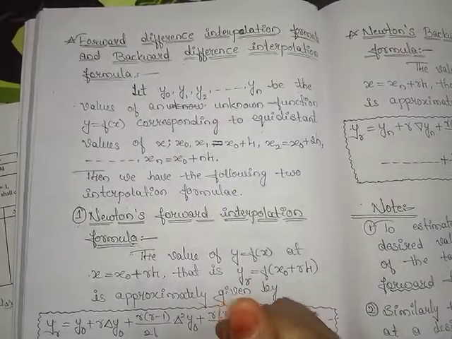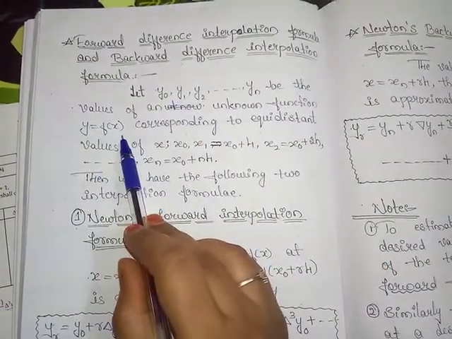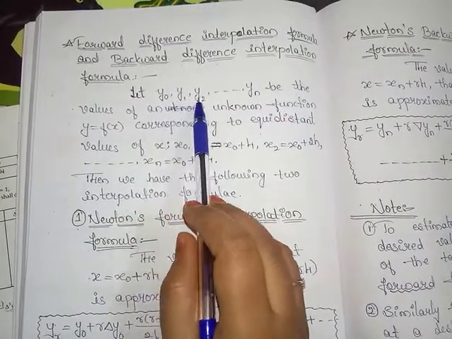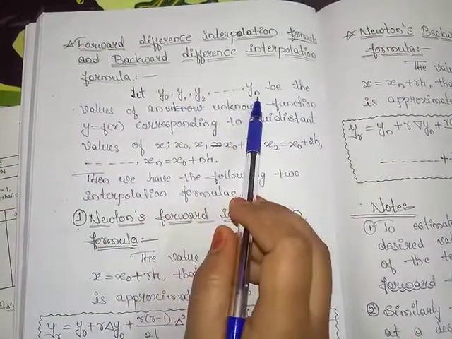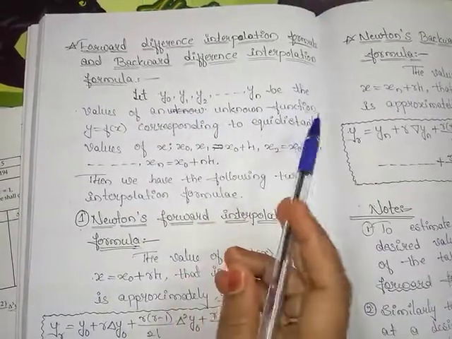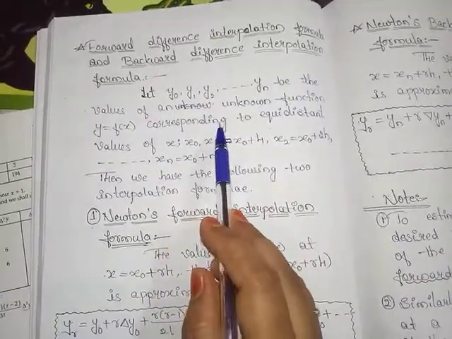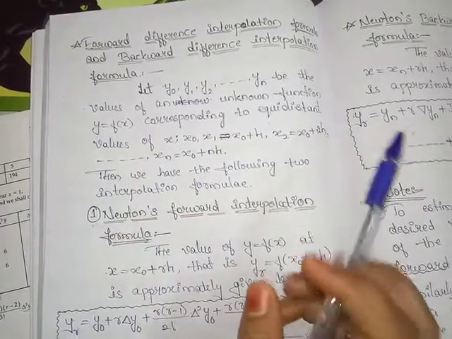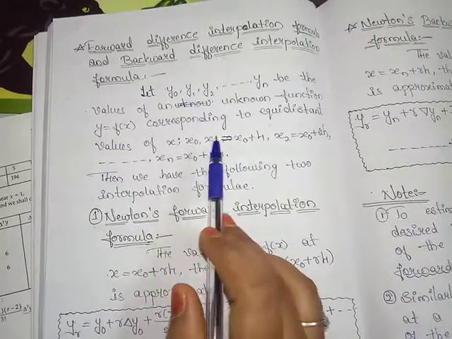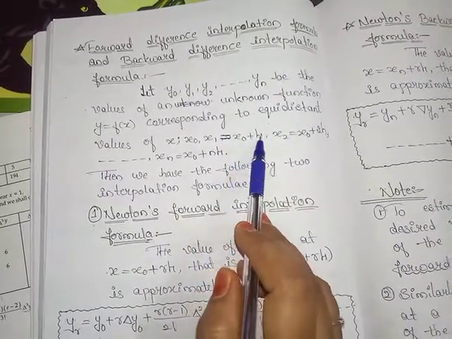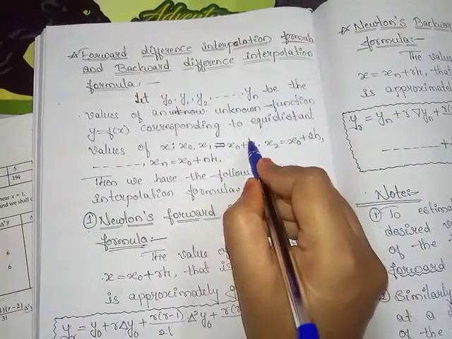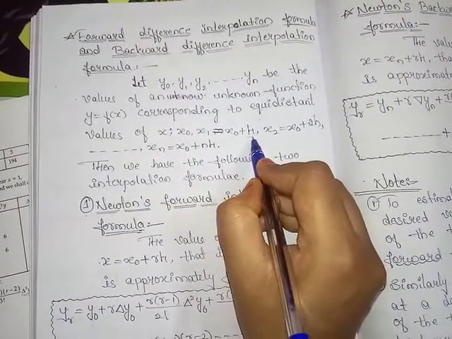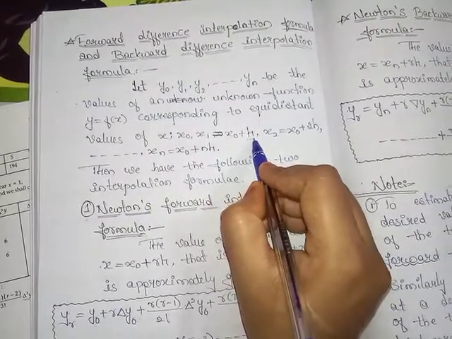To derive these formulas, we have to take the unknown function y is equal to f of x, and here the y values are y0, y1, y2 and so on to yn. These are the values of the unknown function y is equal to f of x. The corresponding equidistant values are x0, x1, where x1 is defined as x0 plus h. Here h means our common interval or a fixed difference.